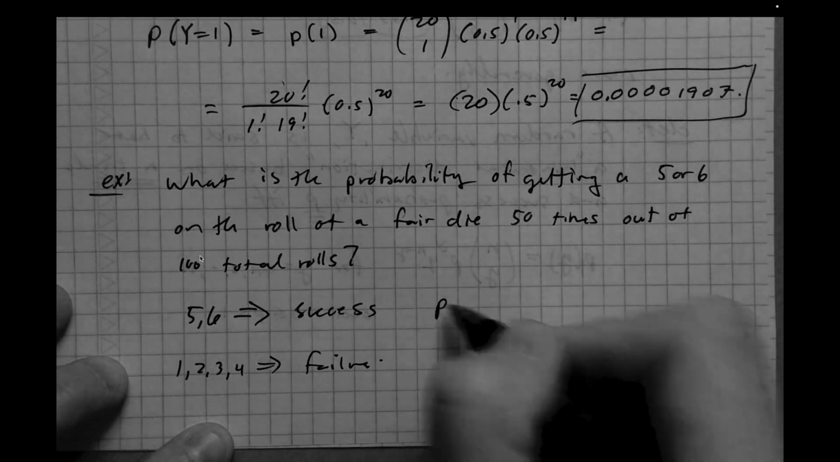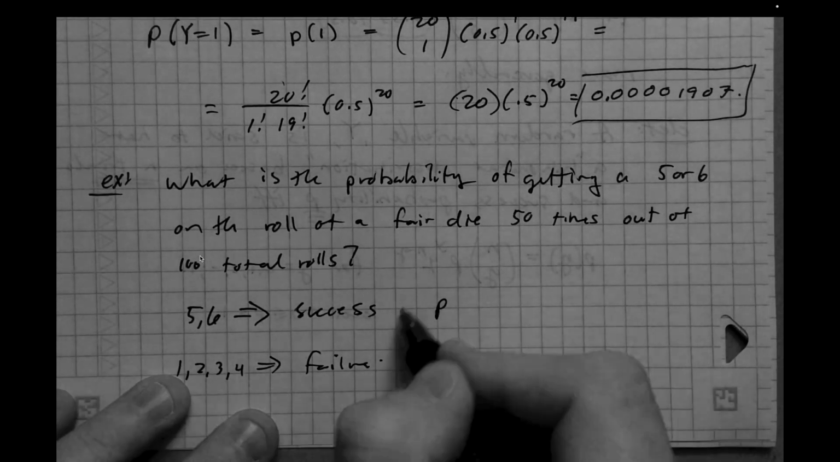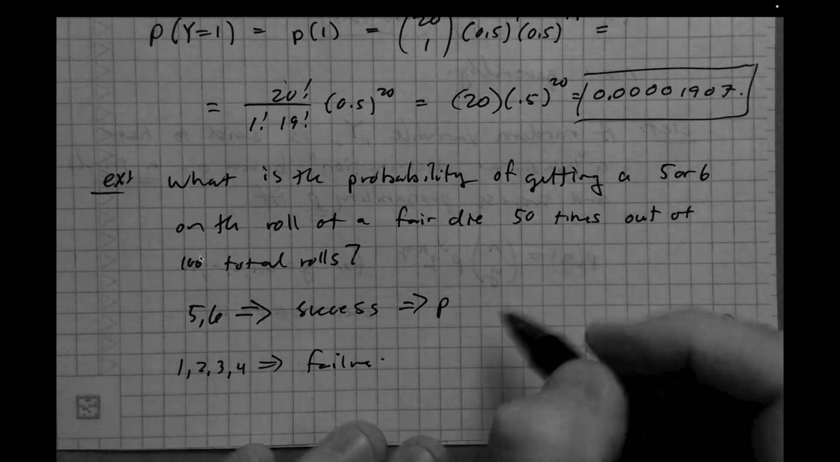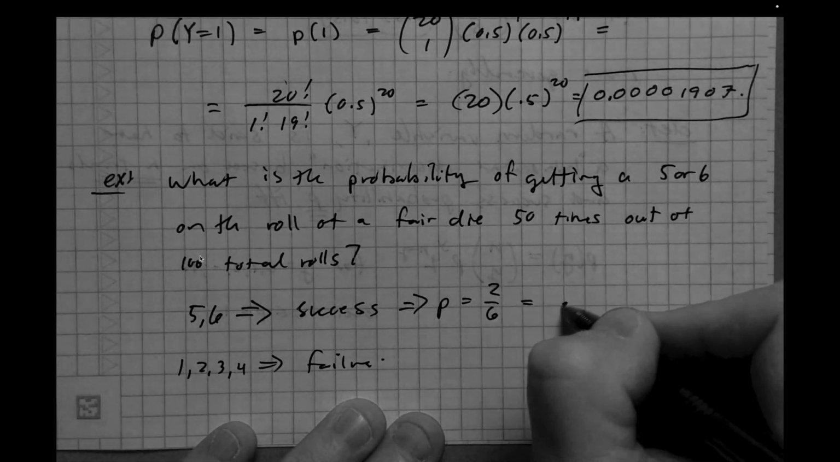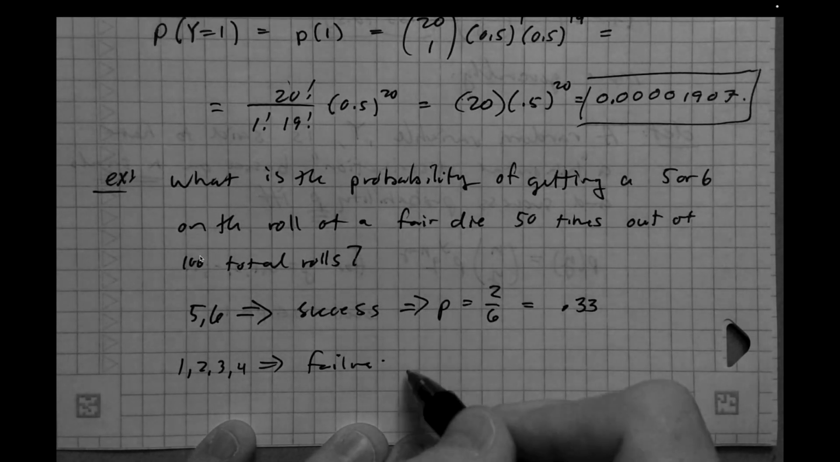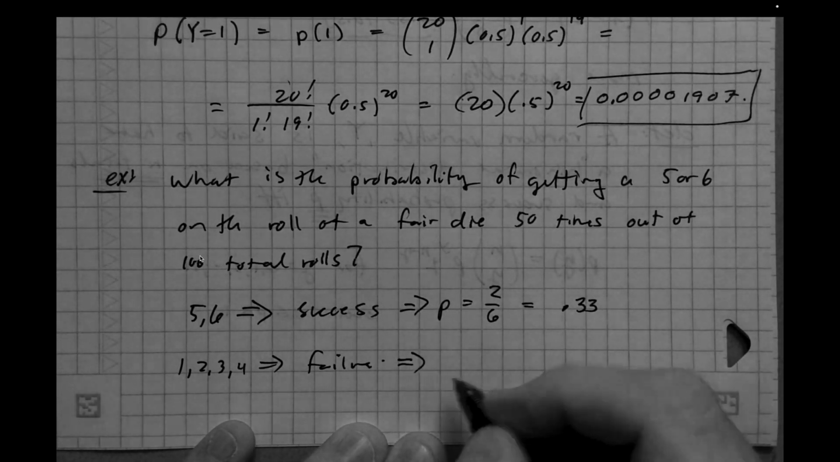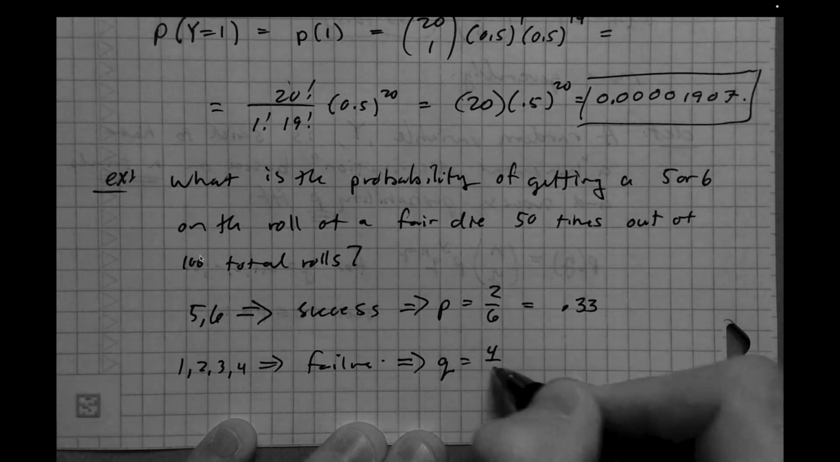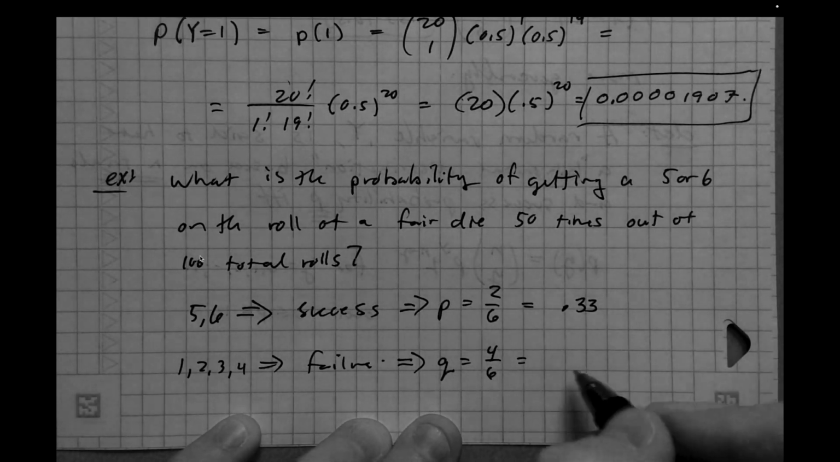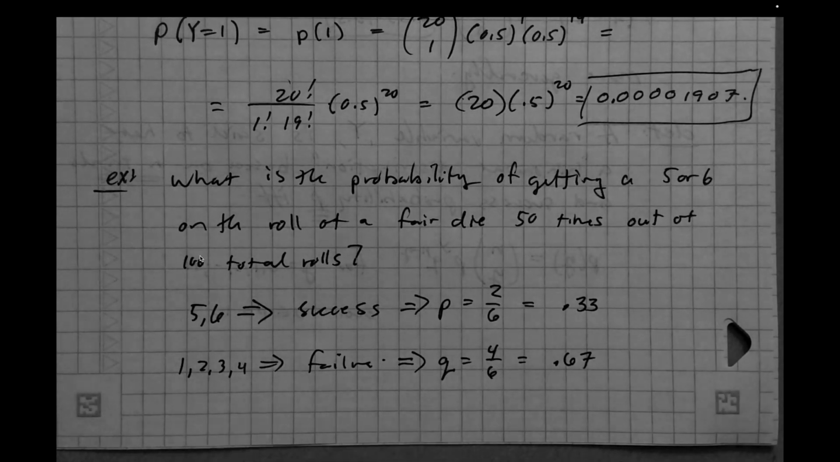Okay, so what's the probability of a success then? Well, it's 2 out of 6, also known as 0.33. And what is the failure probability then? Well, that's going to be 4 out of 6, which is 0.67.